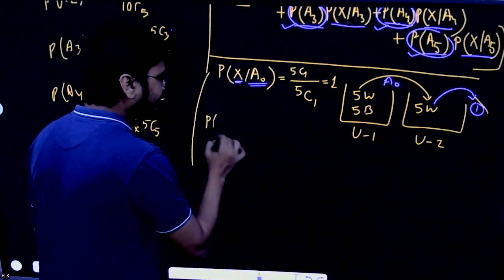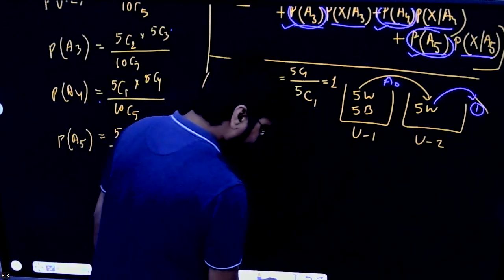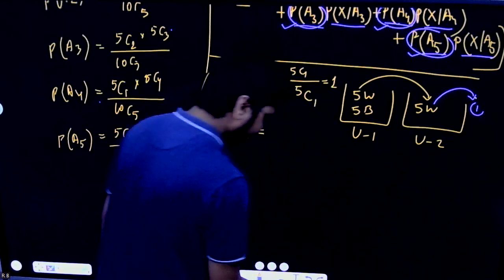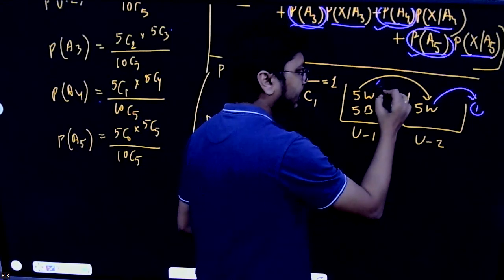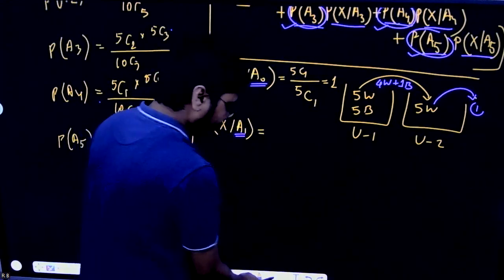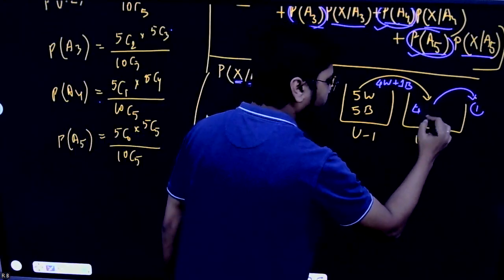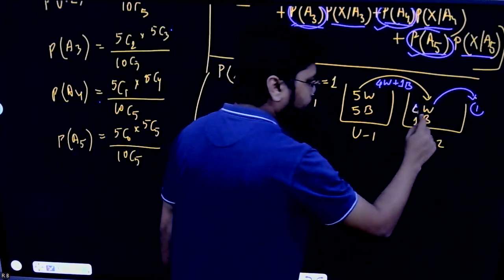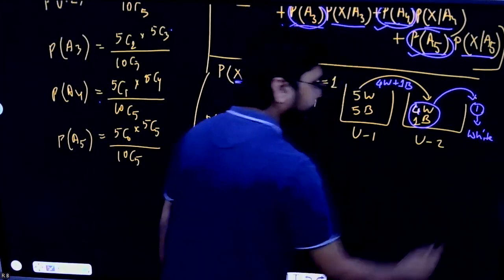Right? Similarly, X given A1. That means now in this case, what has happened? A1 event is given to us. The event A1 has happened. So according to the event A1, 4 white balls are transferred and 1 black ball is transferred, right? So now in my second urn, I have 4 white and 1 black. Out of these balls, I want to select one ball and I want it to be white, right?